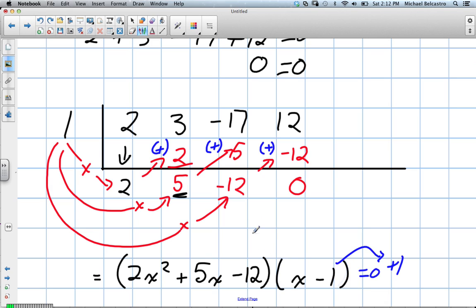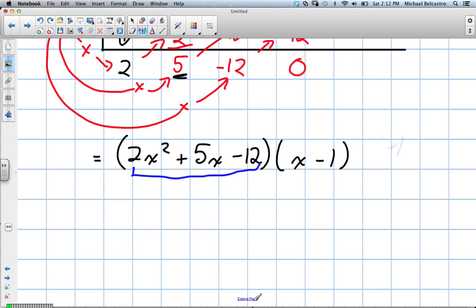Okay. So we now have a quadratic function, and we can just try to factor this. Do you remember how to factor?